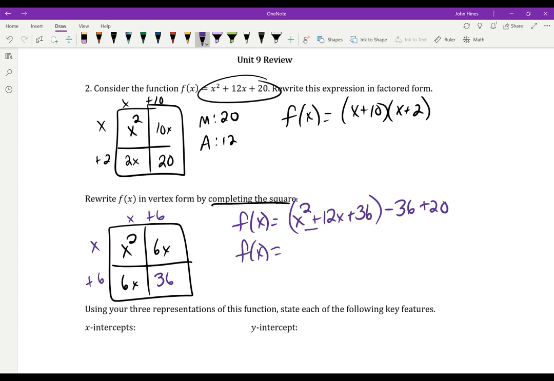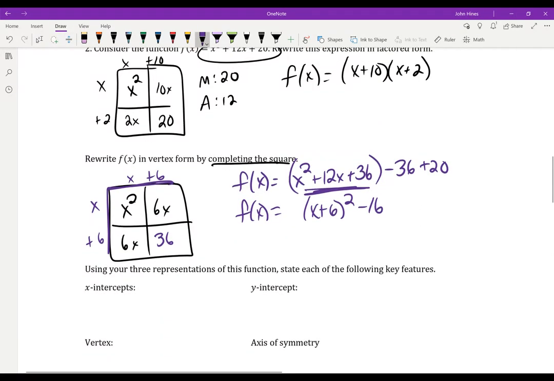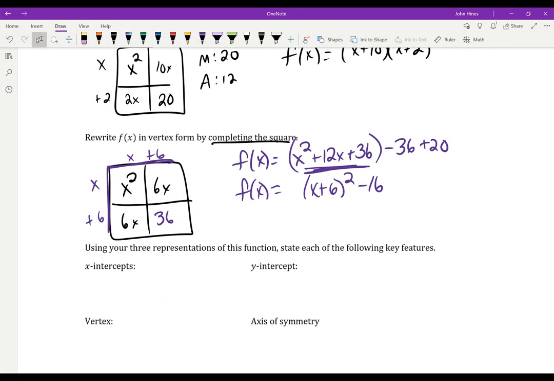So my final step is now to factor it. What are my factors? Well, it's x plus 6 squared, right? x plus 6 made a square. And then outside I have minus 16. That's vertex form. So now using these three representations, we can state these key features.